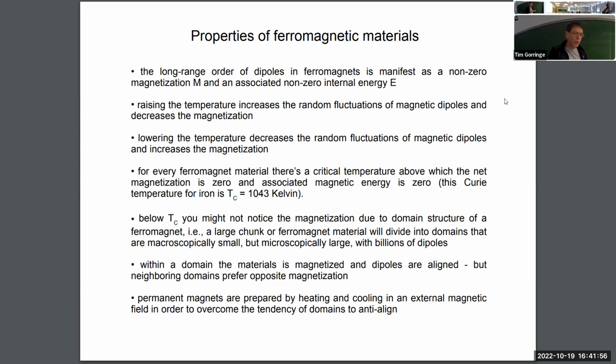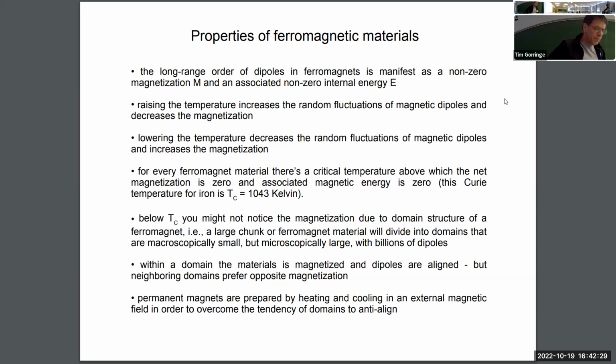That long-range ordering is manifest in two things that we'll talk about. One is the obvious one of a magnetization of that region of iron, so there'll be an internal magnetic field. And the other one is an associated magnetic energy with that region of the material. So those are the consequences of long-range ordering of the atomic magnetic dipoles in a ferromagnet.